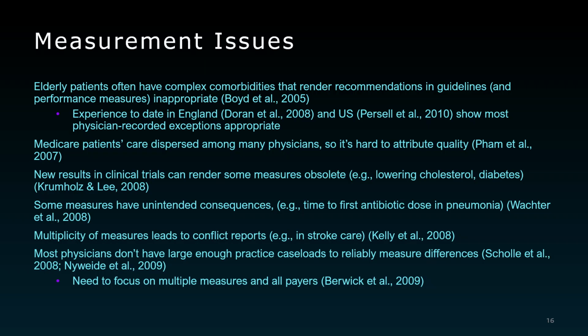And another complication is the multiplicity of measures. So, with many measures in place, they sometimes conflict. For instance, in stroke care, certain measures designed for general patients may not be appropriate for all stroke patients. And this creates confusion and even conflicting directives.